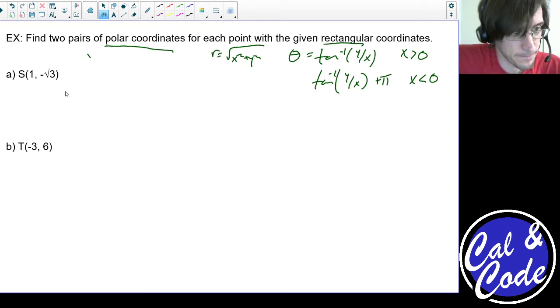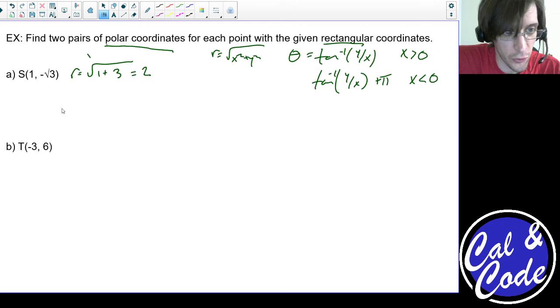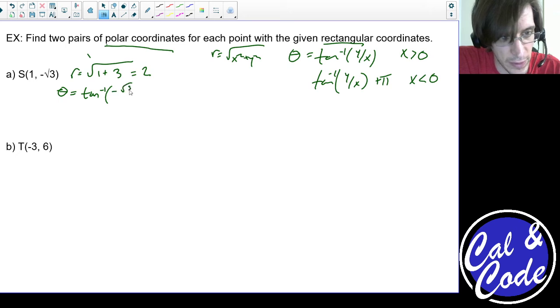Alright, so let's see. My x here is positive, so I already know which one I'm going to use out of those two things. Let's find the r first. That's the square root of the x squared, 1, plus the y squared. That would be negative root 3 squared, or 3. That's the square root of 4, or 2. So I've got 2, comma, theta is going to be the inverse tangent of negative root 3 over 1, or negative root 3.